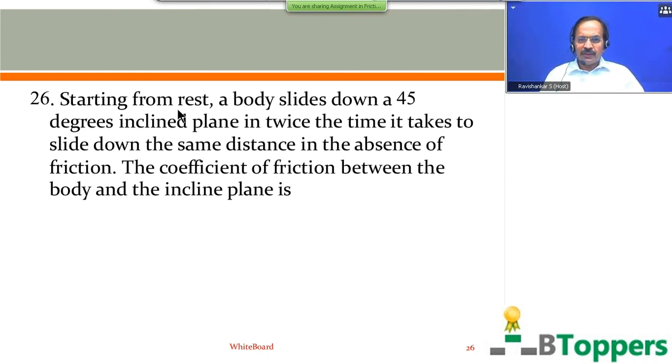26. Starting from rest, a body slides down a 45 degrees inclined plane in twice the time it takes to slide down the same distance in the absence of friction. The coefficient of friction between the body and the inclined plane is. Come on, try the question.